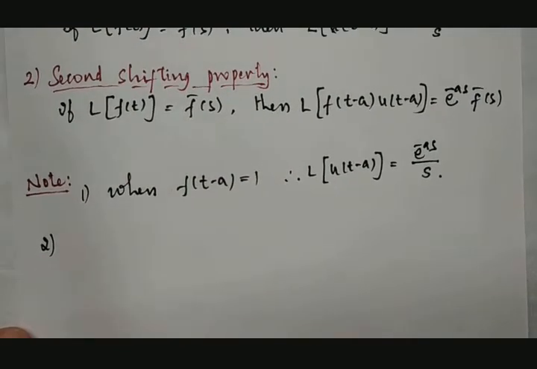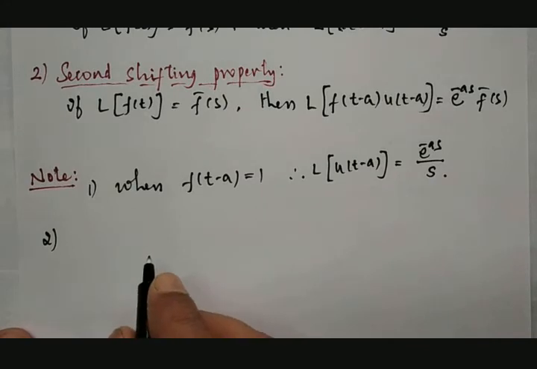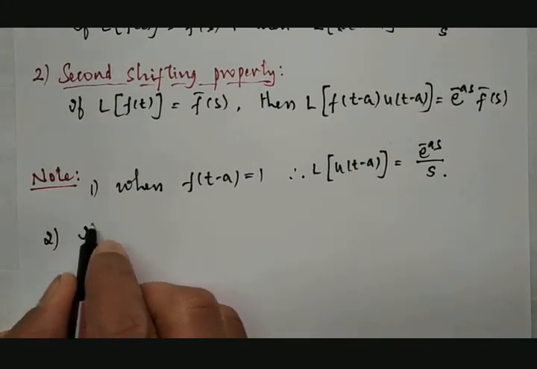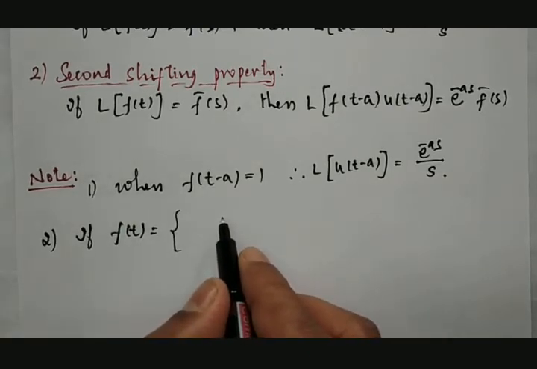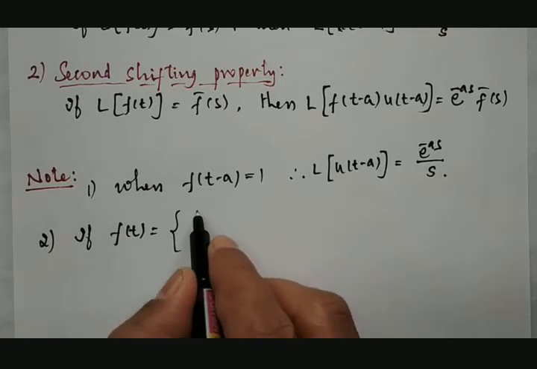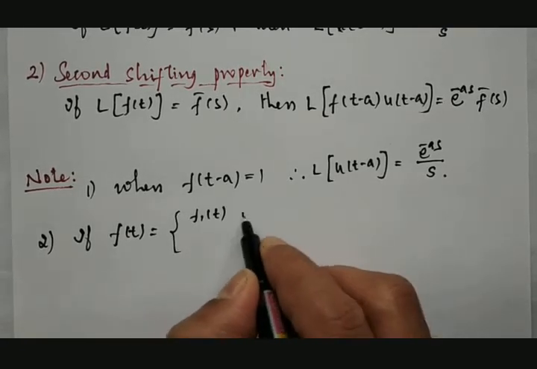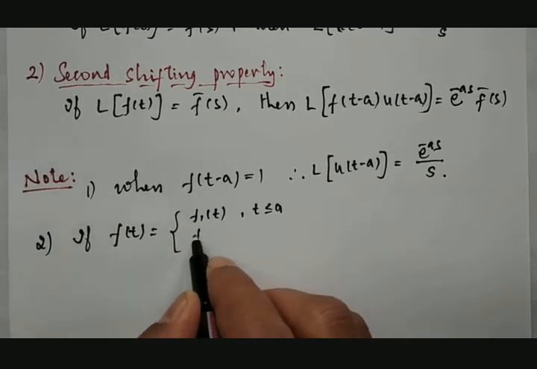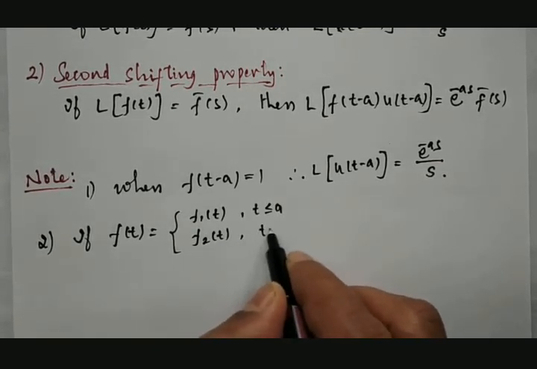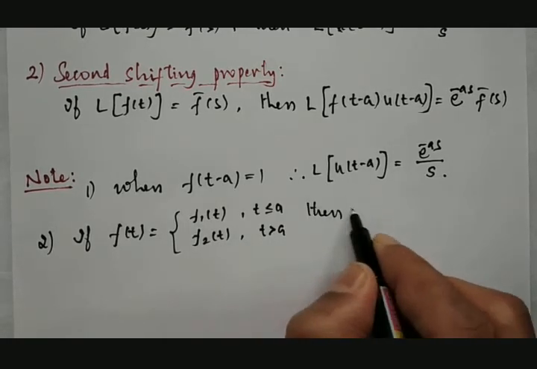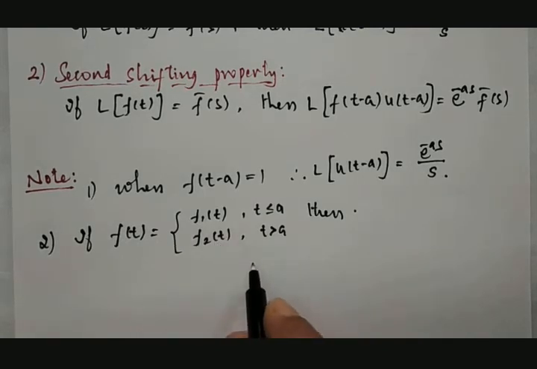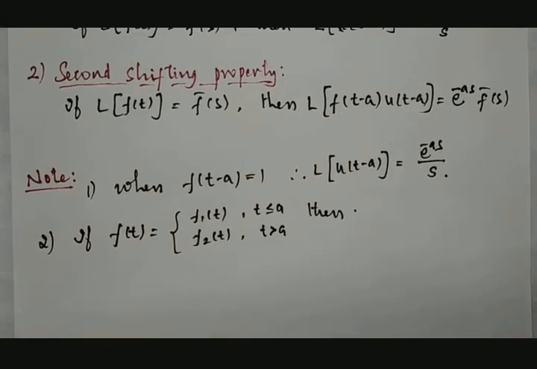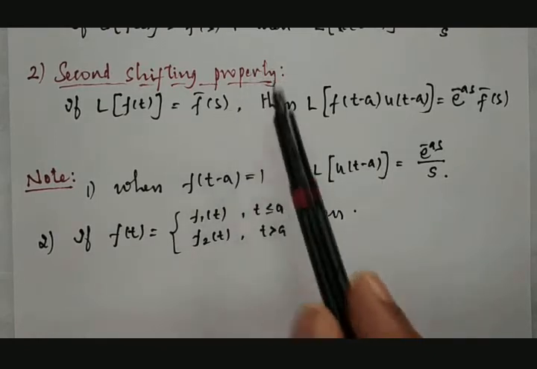What does the second note say? Most important note. Second and third will be the most important ones. It says if f of t, instead of a single valued function, is a double valued function, what does it say? If it is f1 of t, where t is less than or equal to a, and f2 of t, where t is greater than a, then very important, where the function is double valued, how do we get its unit step function? After getting the unit step function, we will be getting the Laplace transformation. That is very easy based on these two properties.